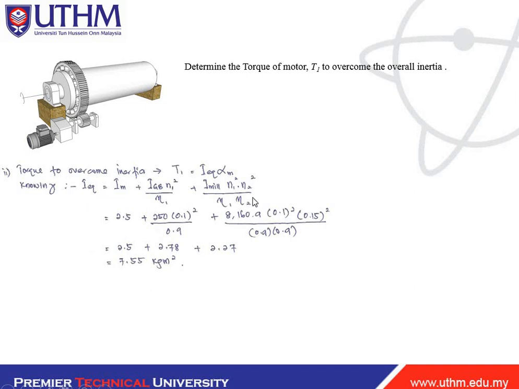Here is the formula for I equivalent: Im plus Ig plus I mill.